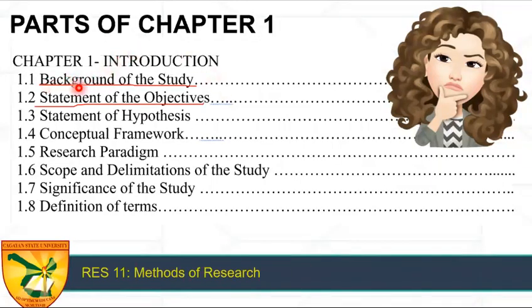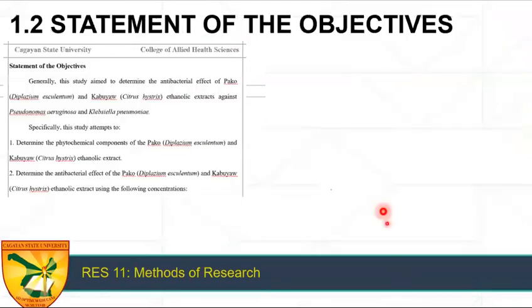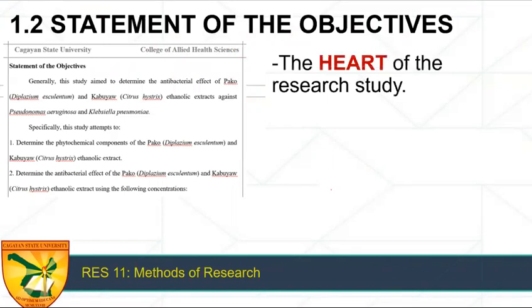So after the background of the study, which you now know needs to convince the reader why you need to do the study, we have the statement of the objectives. So this statement of the objectives is actually the heart of the research study, your roadmap or your GPS. So the SOP or the statement of objectives sets the direction of your research, a means to establish whether you are able to accomplish the output or the outcome of your research at the end of the study. And it also makes sure that you are on the right track.